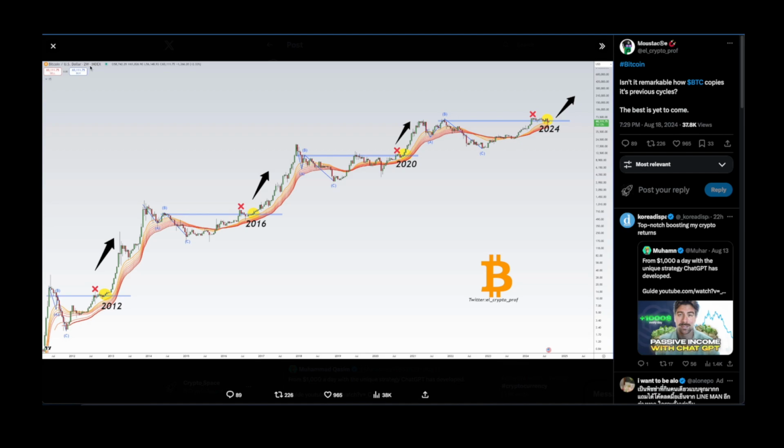Anyways, another chart, 2-weekly, all right? Mr. Prof is saying, isn't it remarkable how BTC copies its previous cycles? The best is yet to come.